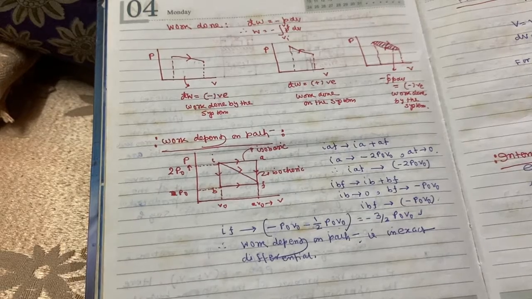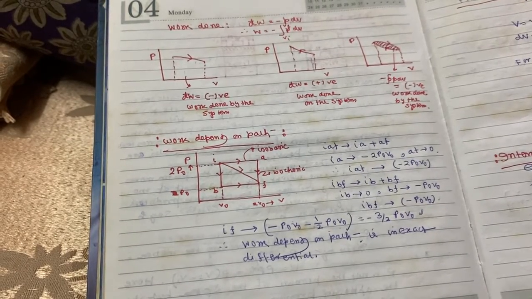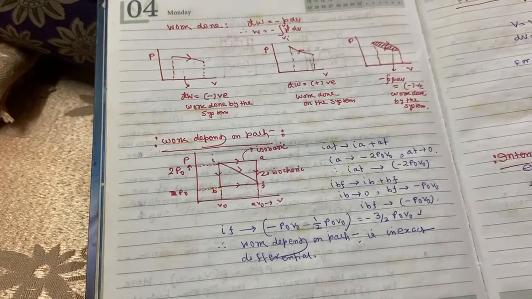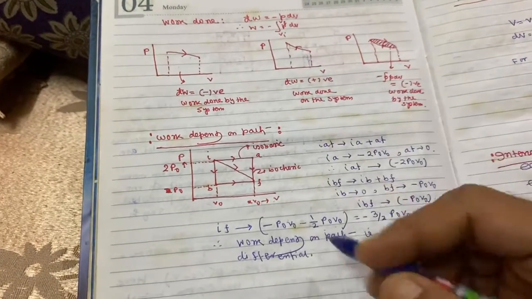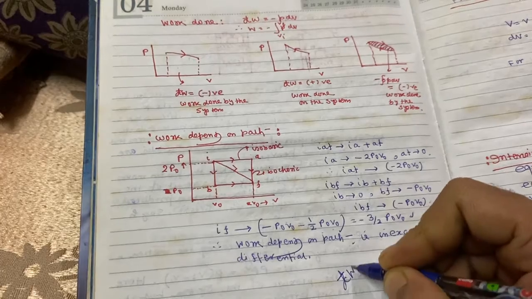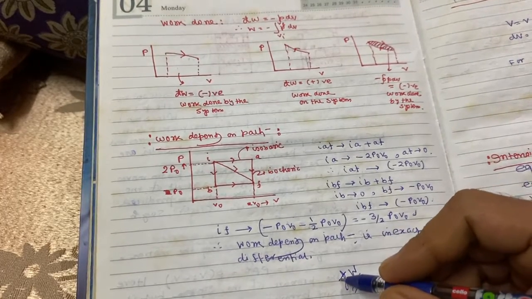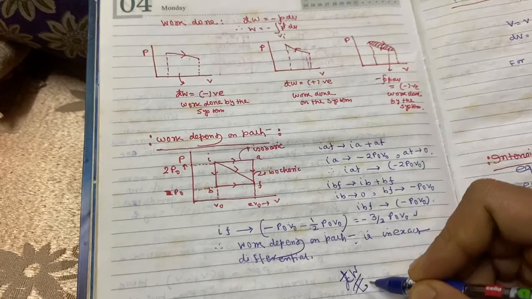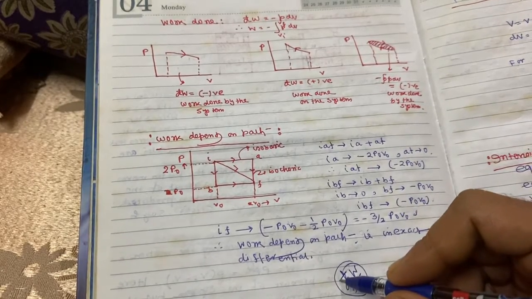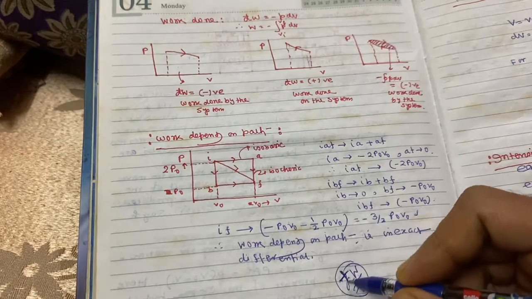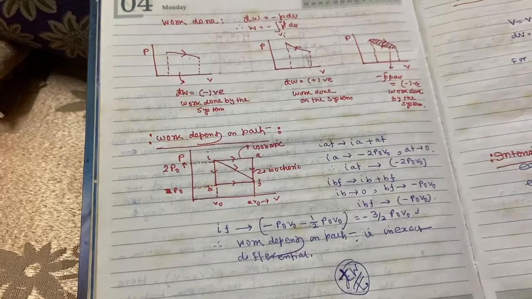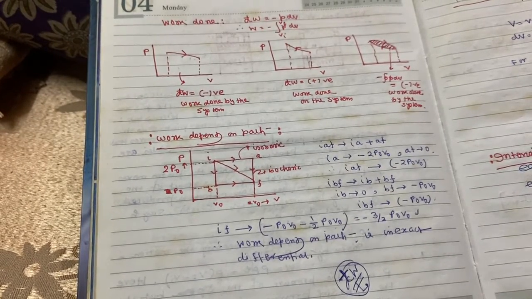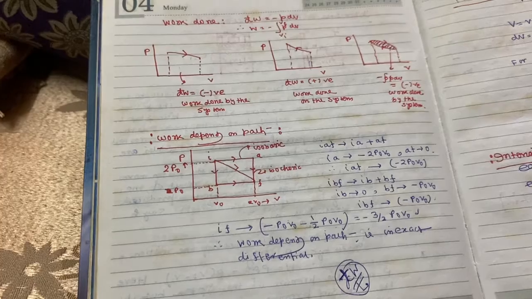We are getting different work done in different paths. So work done is path dependent, and that is why we have put this sign on dW. It means it is an inexact differential and it depends on path. As work done depends on path, we have given a sign on top of the W, as it implies that it depends on path.